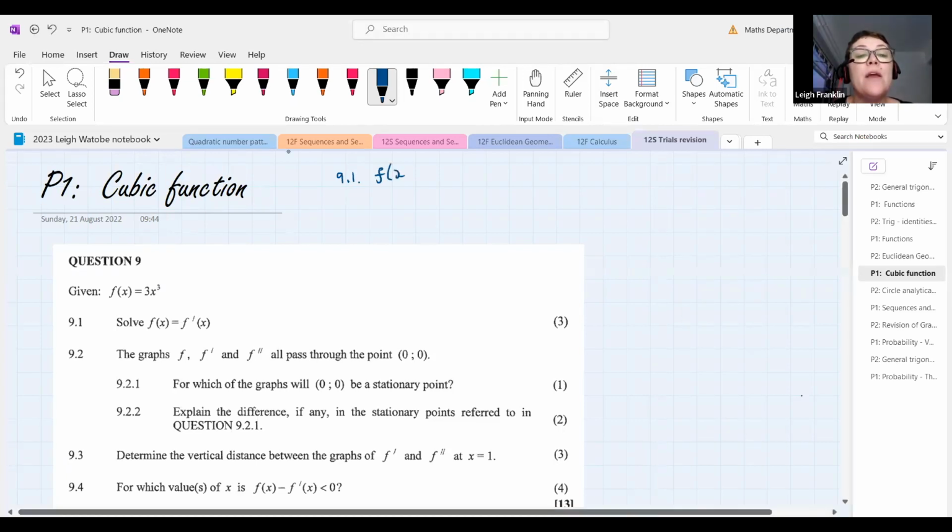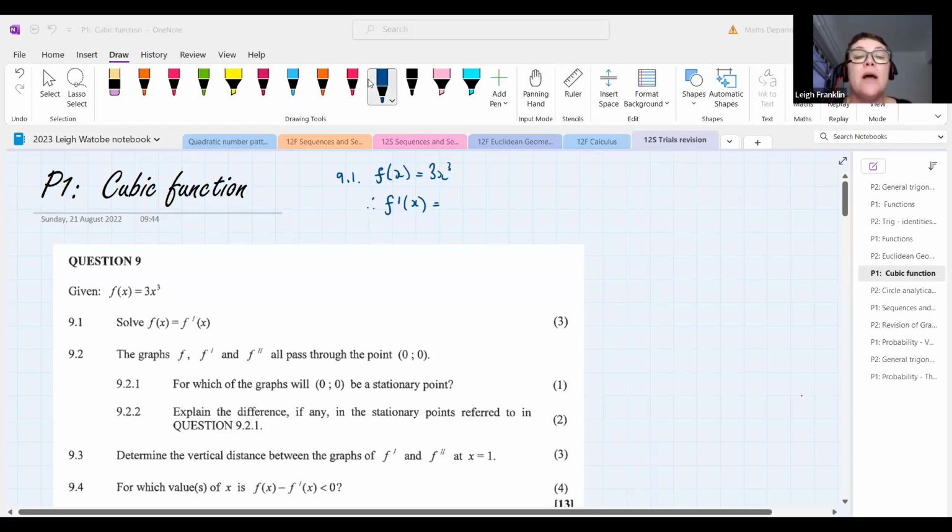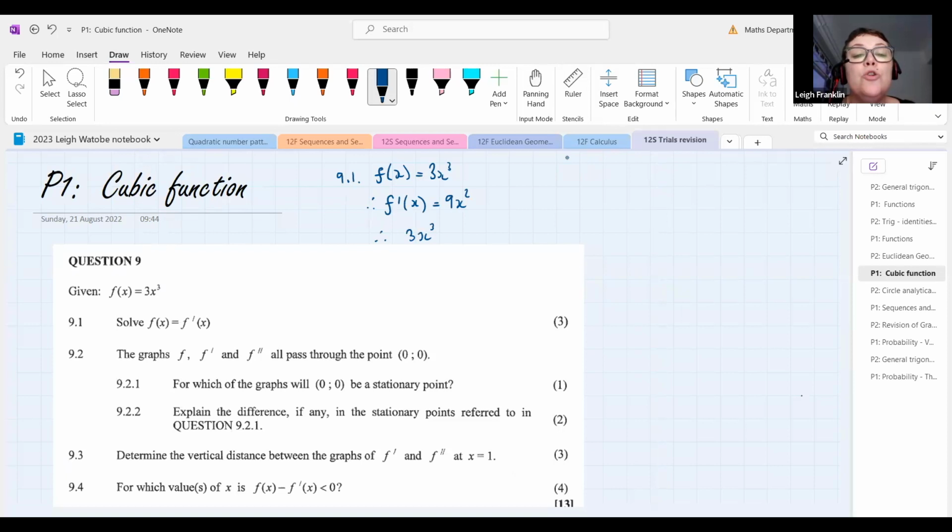So if f of x is equal to 3x cubed, it means that f prime x would be equal to what? If f of x is equal to 3x cubed, then f prime x is equal to, there we go, Michelle, well done. It's equal to 9x squared. Fabulous. So that means that 3x cubed is equal to 9x squared. Lovely, beautiful. Thank you, Ayola and Chloe, for your answers. Awesome. So now what do we do?